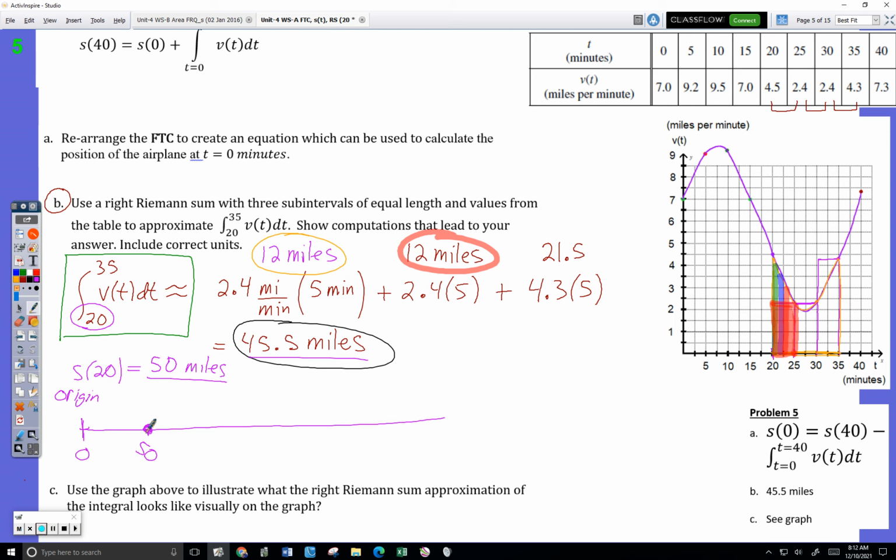So Caitlin, how do I represent this miles on that picture? Would it just be like the interval? Nicely done. It's like a bracket, right? Like we say, okay, here's where the plane is at minute 20, and then this is how we represent the 45.5. 2 points for Caitlin.